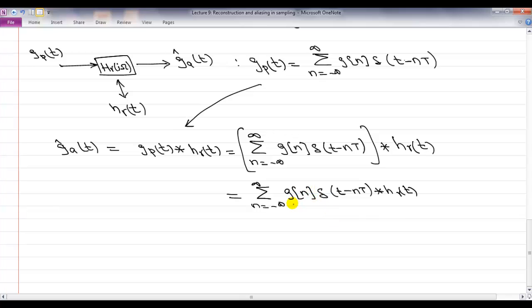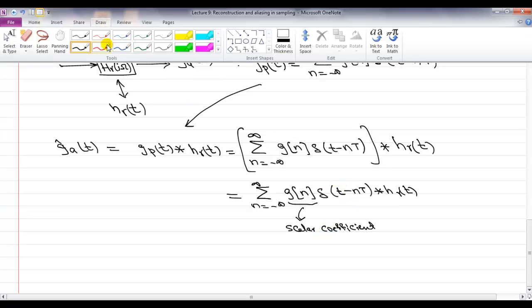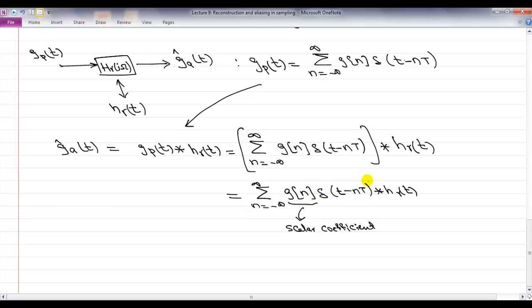Now you should pay attention that G of n is not a function. Right now we are doing continuous time convolution. For the purpose of continuous time convolution, this is just a scalar coefficient. It plays no role in the convolution; it's just a scalar multiple. So you should really focus on this part of the convolution.